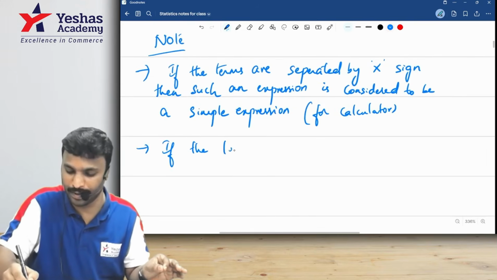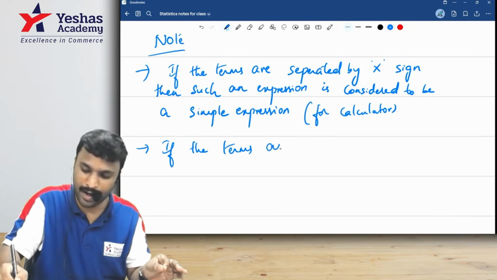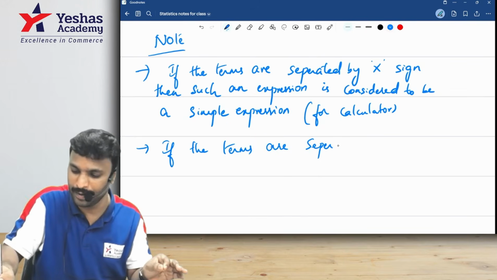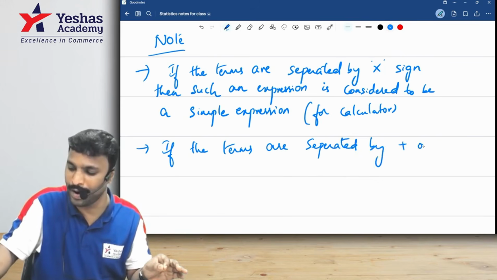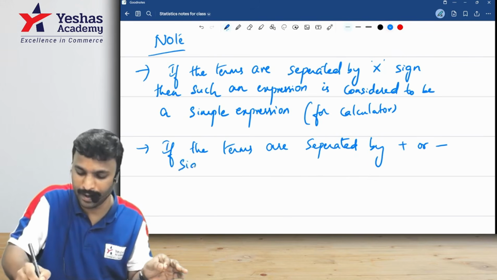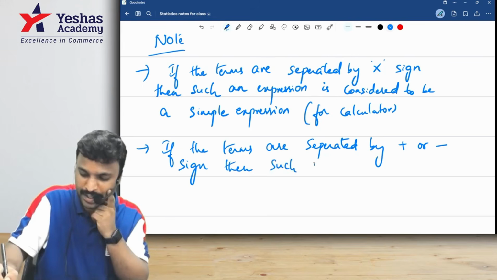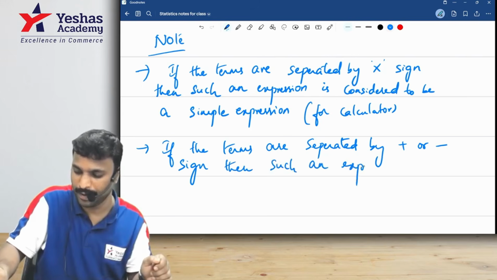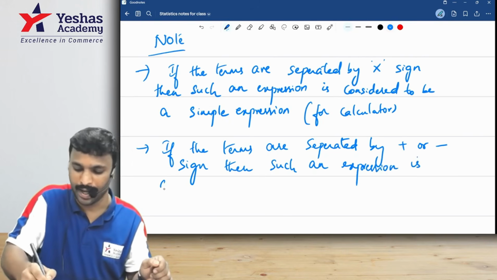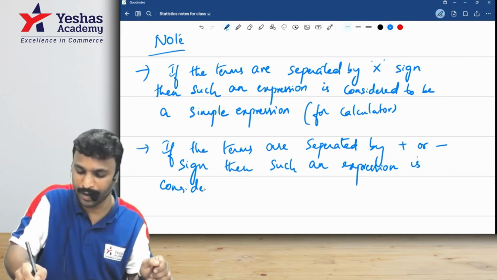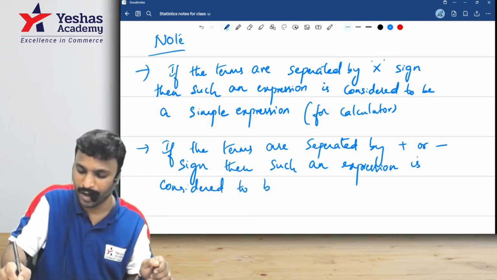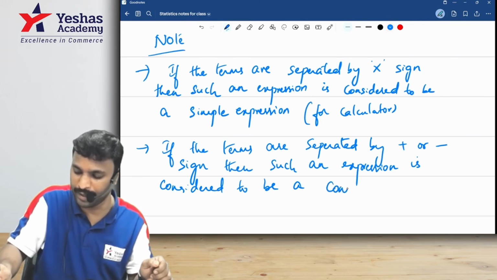What is complicated for the calculator is if the terms are separated by plus or minus sign. Then such an expression is considered to be a complicated one.